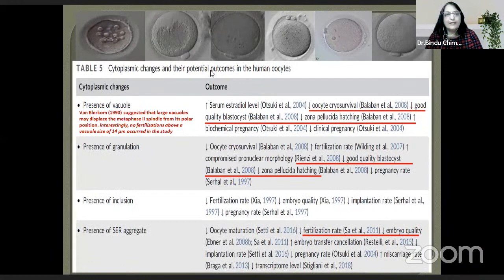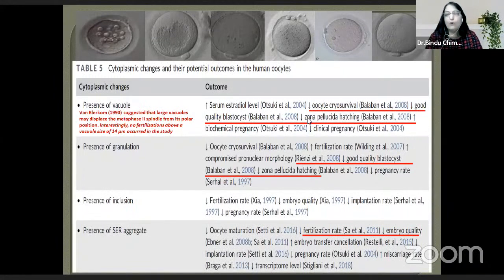Now coming to the cytoplasmic changes that may potentially harm the prospects of having a good quality blastocyst. So the presence of vacuoles, there may be just one or two smaller vacuoles, or there may be several vacuoles. The presence of vacuoles, as has been suggested, may be because of high levels of serum estradiol, and therefore we may extrapolate it to say that in case of PCOS women, where the number of follicles and oocytes are more and E2 levels are high, we may see more vacuolation, and the oocyte cryosurvival rates are less in such cases if there are vacuolated oocytes.